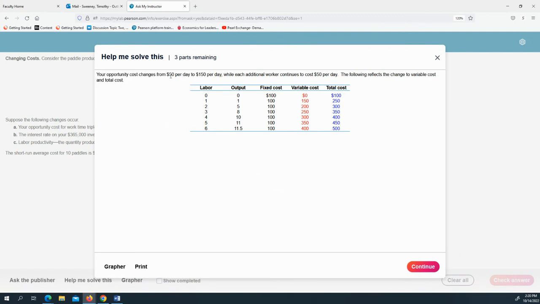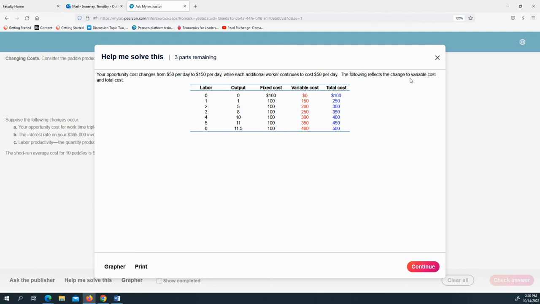So A says your opportunity costs change from $50 a day to $150 a day, while each additional worker continues to cost $50 a day. So the first worker, which is you, they say that your time is worth $150 a day now, and so that is the variable cost for that first worker. Every other worker is just $50 a day. So as you add another worker, you're going to add another $50 a day to that variable cost, for that amount of labor and output.